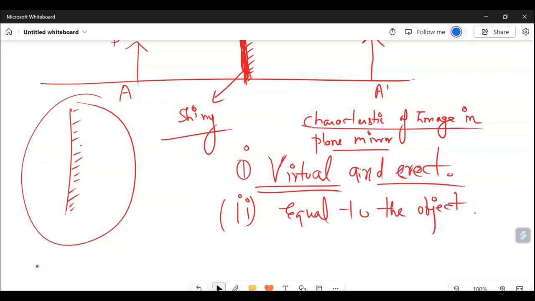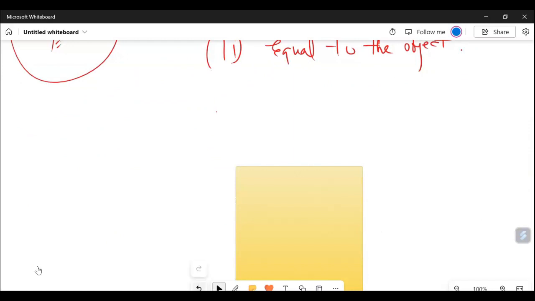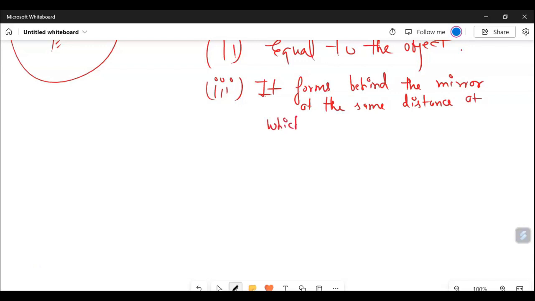Okay. The third point is it forms behind the mirror at the same distance at which the object is placed in front of the mirror.